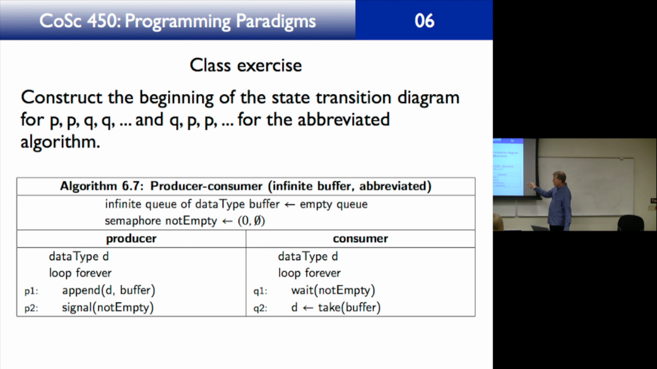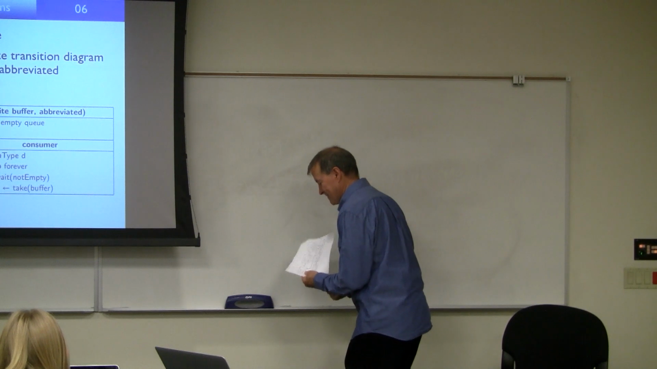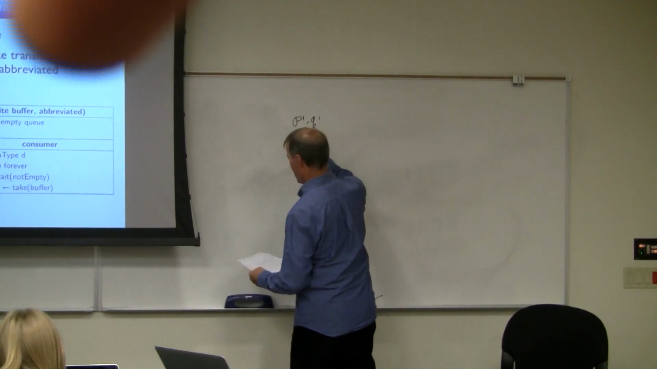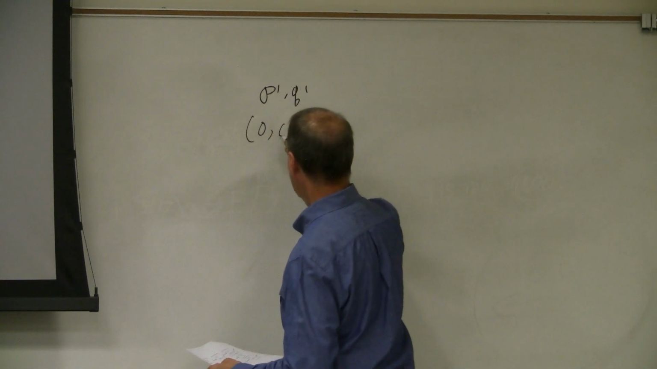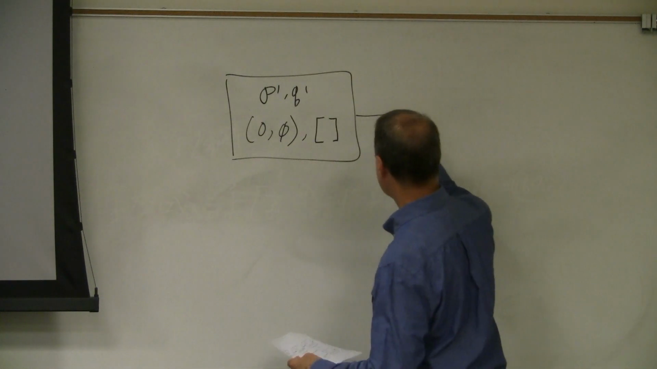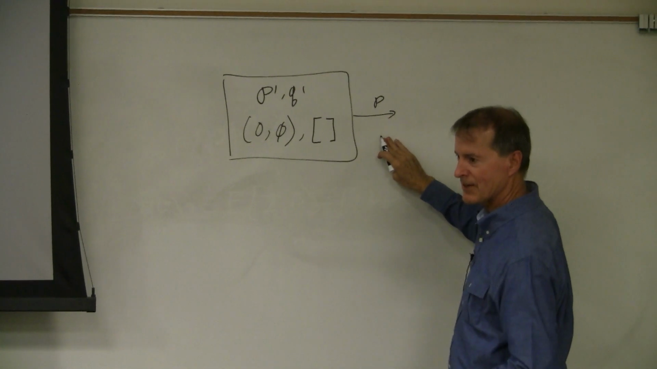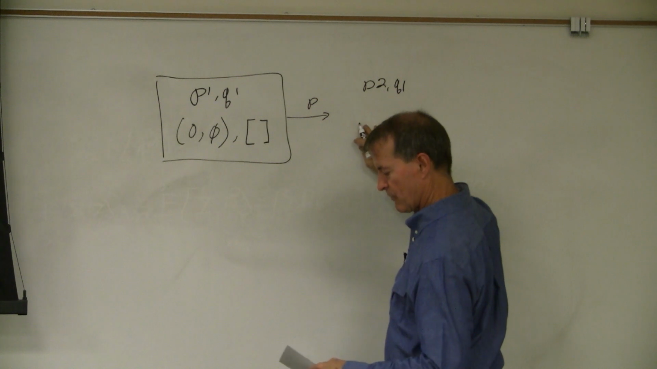If P executes and then P executes and then Q executes and then Q executes, what would happen? Can you see what the states would be? If this is P1, Q1, and this is the semaphore, the semaphore is zero and empty, and also the buffer. Now tell me, what happens if P executes? What's going to be the state here? It's going to be P2, Q1. And what's going to be the semaphore?